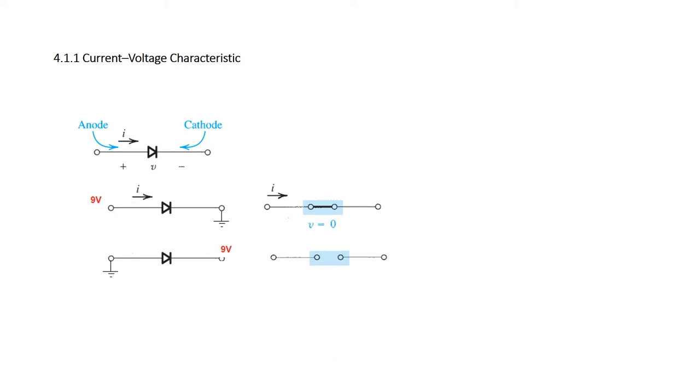Now, when it is a short circuit, obviously, since there is no resistance, the voltage will be zero, because we know voltage is I into R. Since R is 0, therefore voltage is 0. Whereas in the case of an open circuit, the total supply voltage will appear across the open circuit.